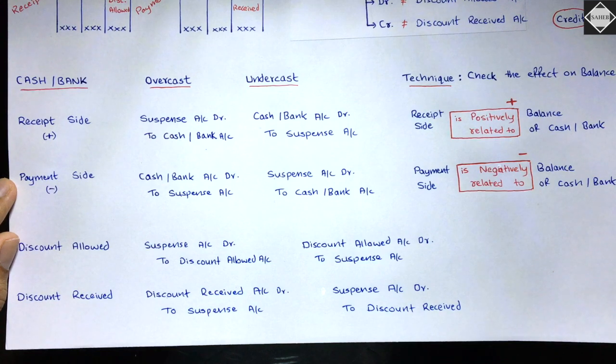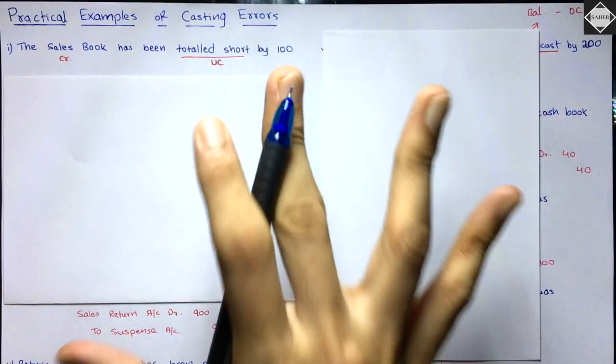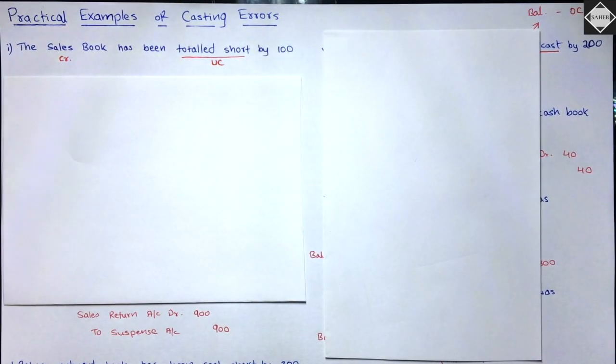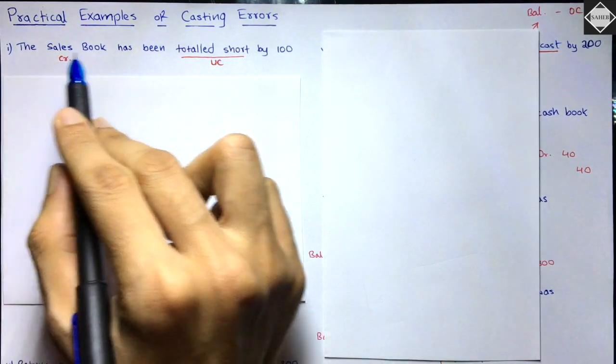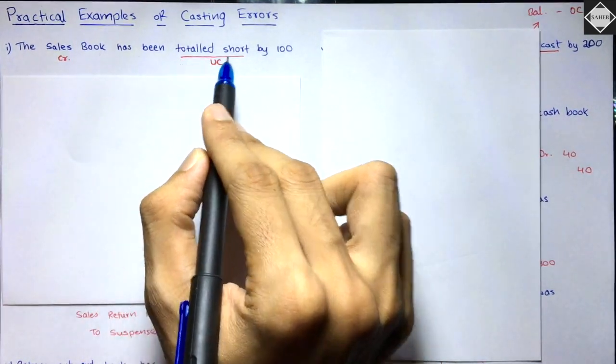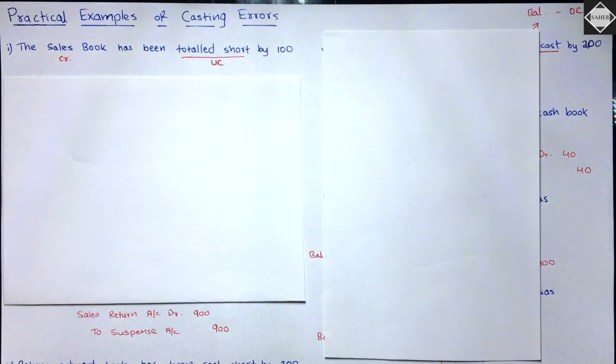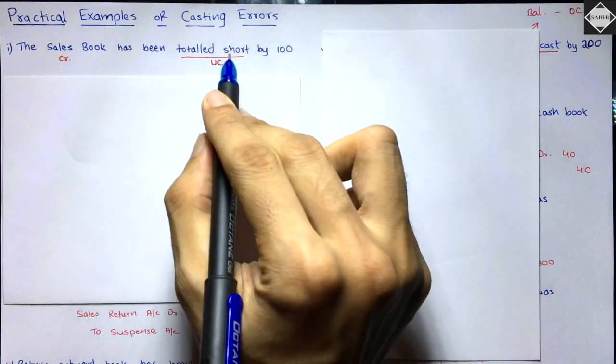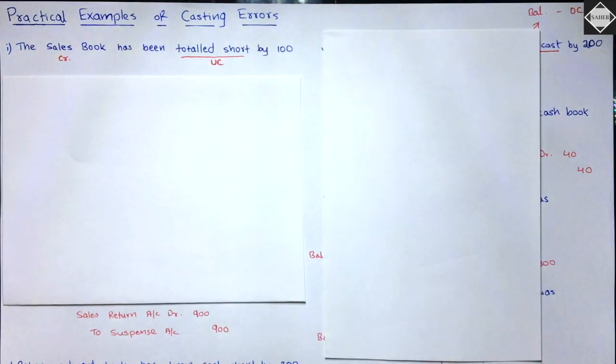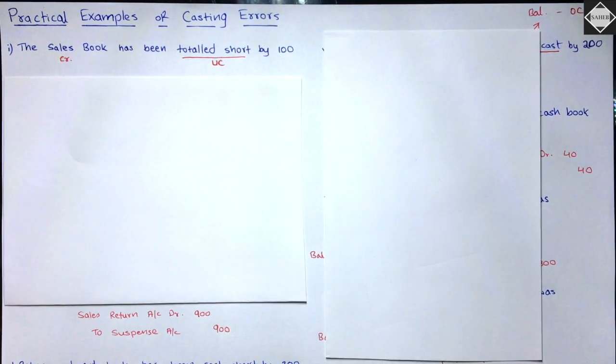Okay, so now what we are going to do is, let's see a couple of examples and then we'll finish this video. Here we have 10 examples of casting errors. Let's understand one by one how to solve this. The first one is, see here, the sales book has been totaled short by 100 rupees. So is it overcasting or undercasting? Short, they are saying short. So it is undercasting.